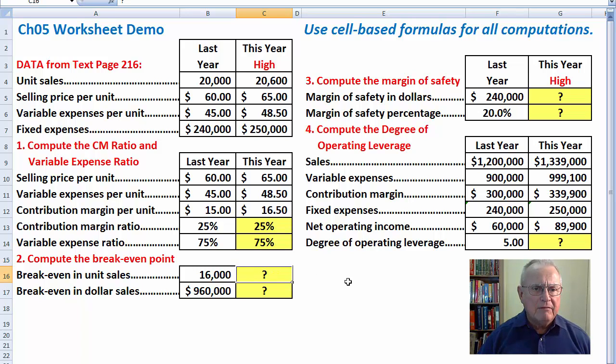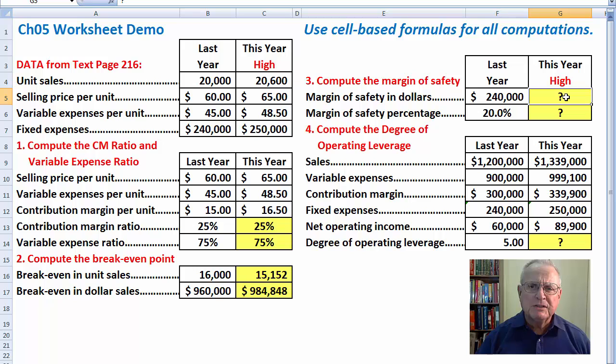Now for the break even in unit sales. Let's see, we're going to go up here to the fixed expenses, and we're going to divide it by the contribution margin per unit. And so we've got a figure that's a little bit different from the previous year, but not too bad. How about the break even in dollar sales? So we're going to take the fixed expenses again and divide it by the contribution margin ratio. And we end up with this figure in dollar sales.